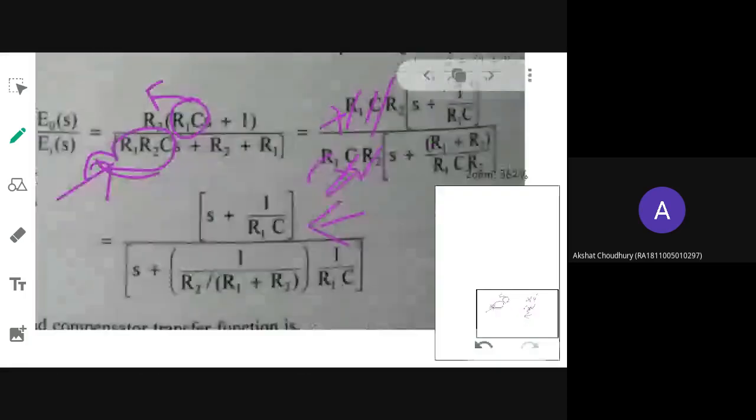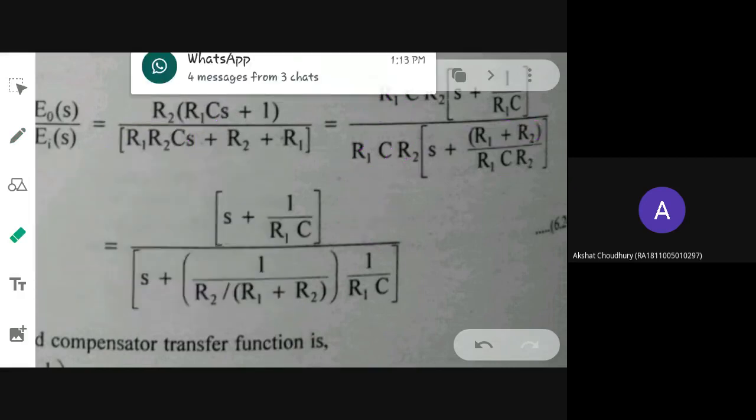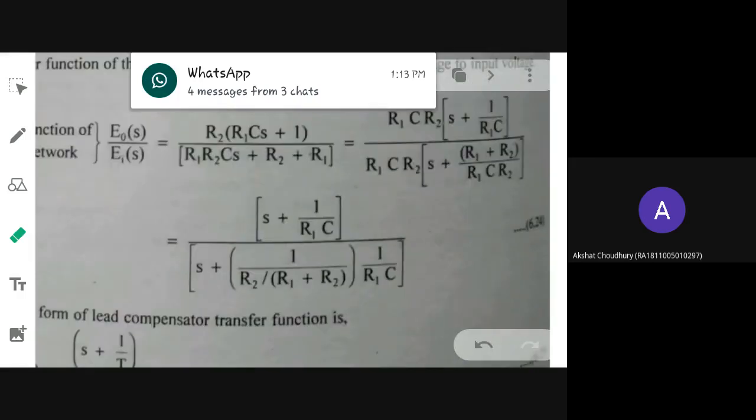Again this R1 plus R2 you are bringing to the denominator, okay, without affecting the original equation. Now this is the final ratio of the transfer function that you have got for this electrical equivalent, that you are going to equate to the general transfer function representation. So what is the general transfer function representation that you have already seen?